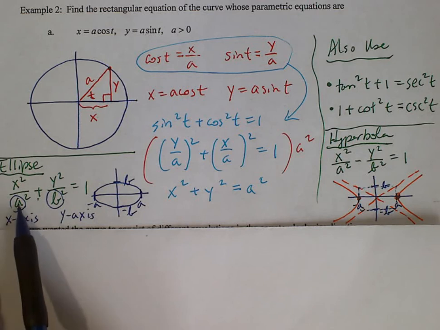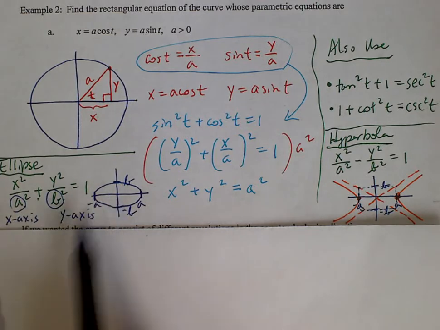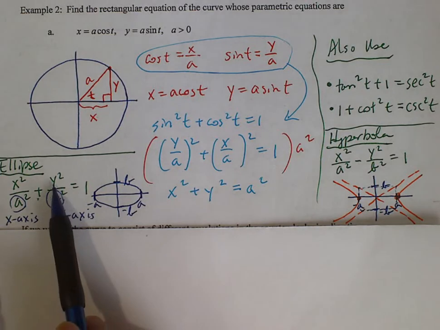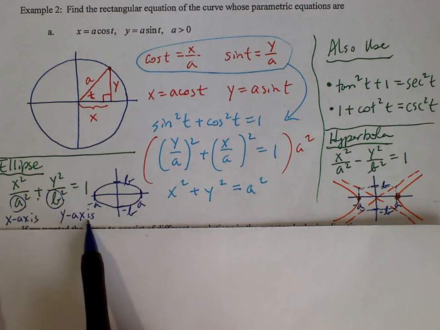So a is going to be the distance from the origin to the point A, and then a to a negative a. So that's going to be 0 to negative a. And then for this one here, since it's b squared is under the y squared, it's going to be along the y-axis. So it'll look like this.